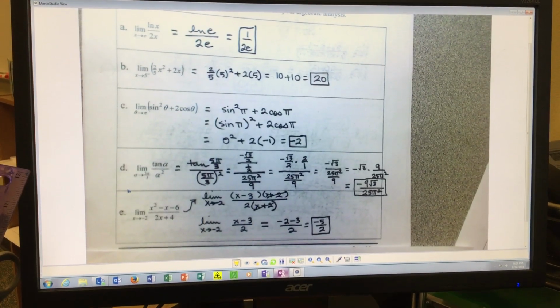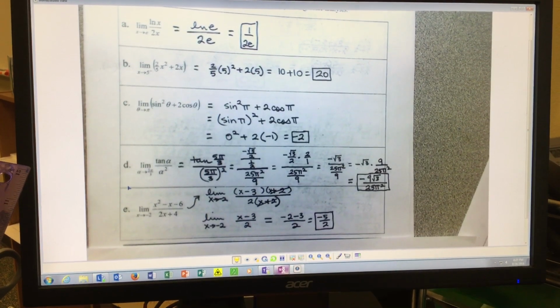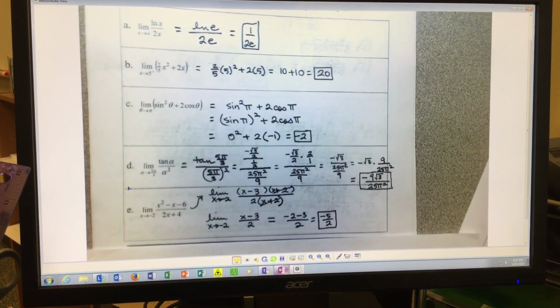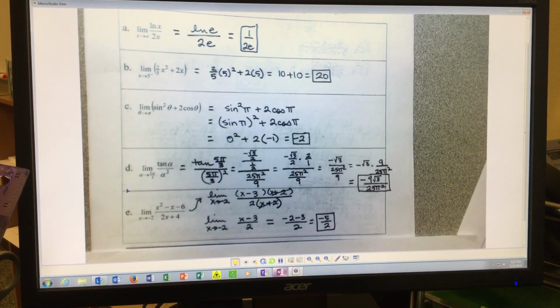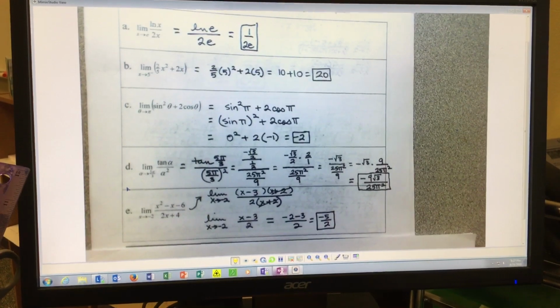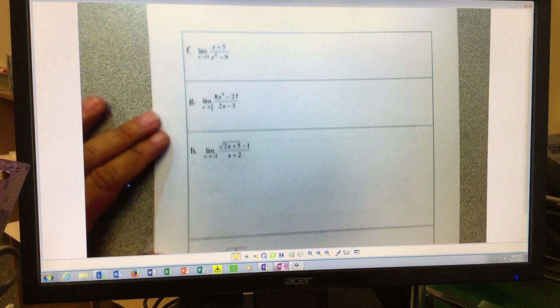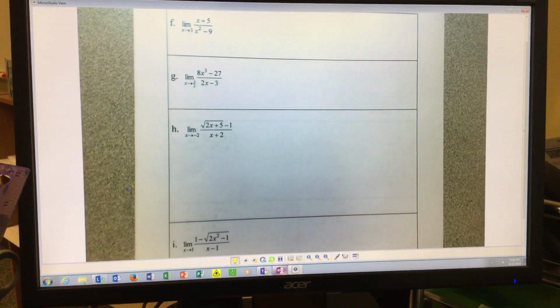All right, so these are the answers for A, C, and D. So if you want to press pause at this time, press pause, and then you can take a look at what is happening here, okay? But what we do need to go over is we need to continue on, and we're going to do some of these problems that are on this page, okay?